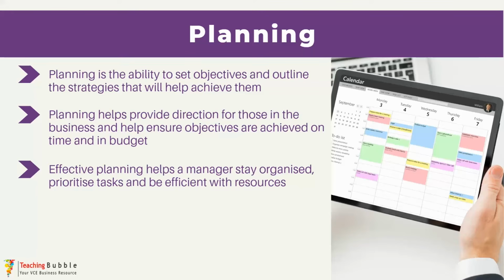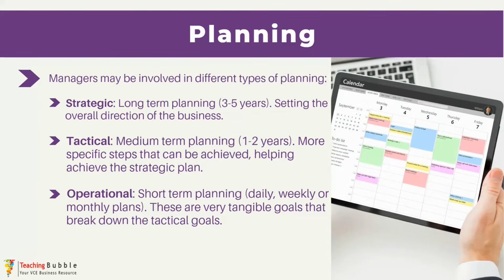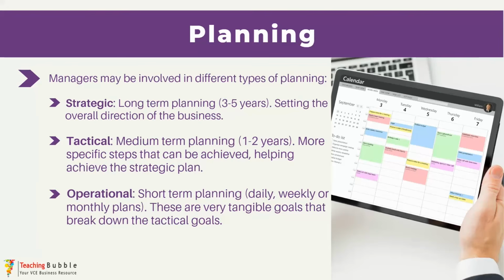Effective planning can help a manager stay organized, enables them to prioritize tasks, and be efficient with resources. Managers will often be involved in different types of planning, which we call strategic planning, tactical planning, or operational planning. Strategic planning is long term planning, and often the senior managers are involved in those. Tactical planning is the medium term plans, and then operational planning is the short term, day to day plans and goals where they're setting out exactly what needs to be achieved.